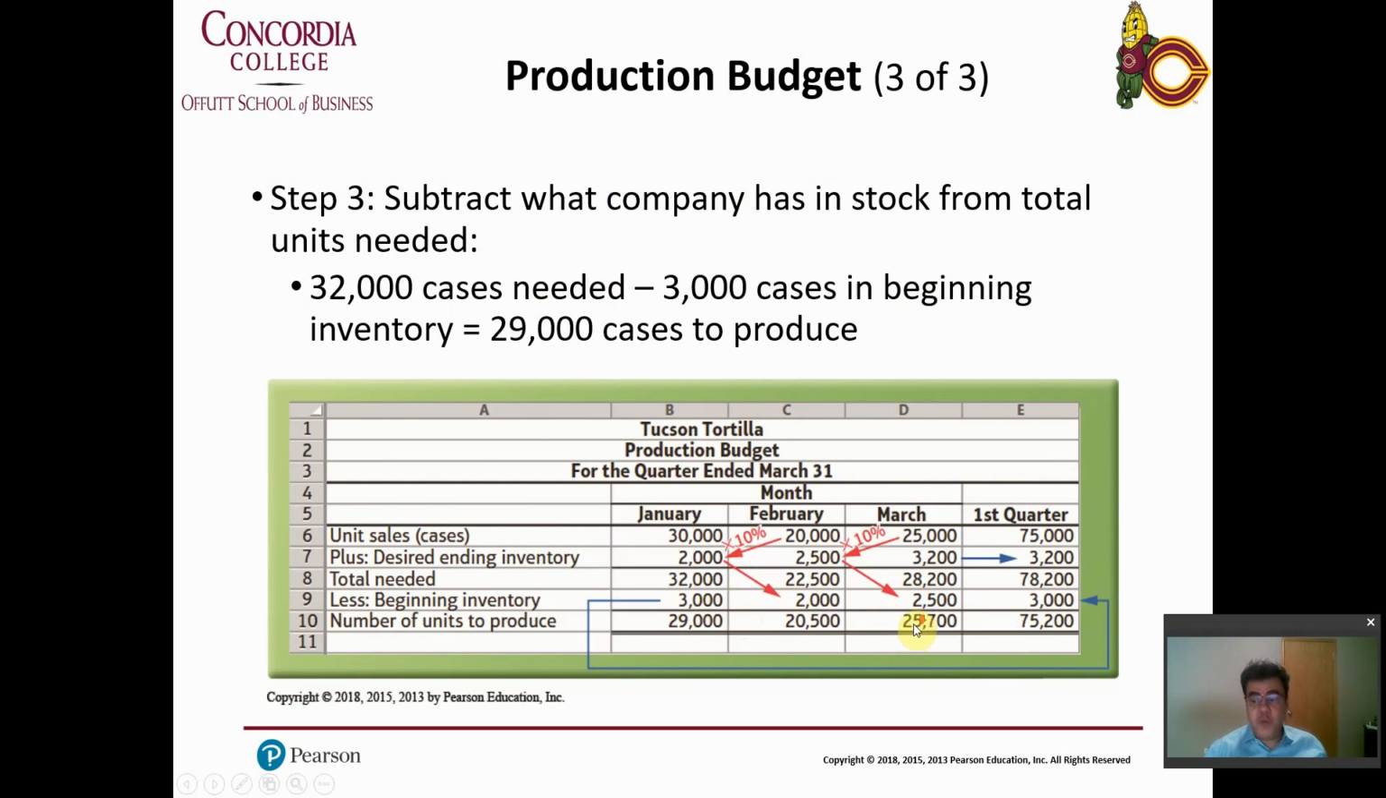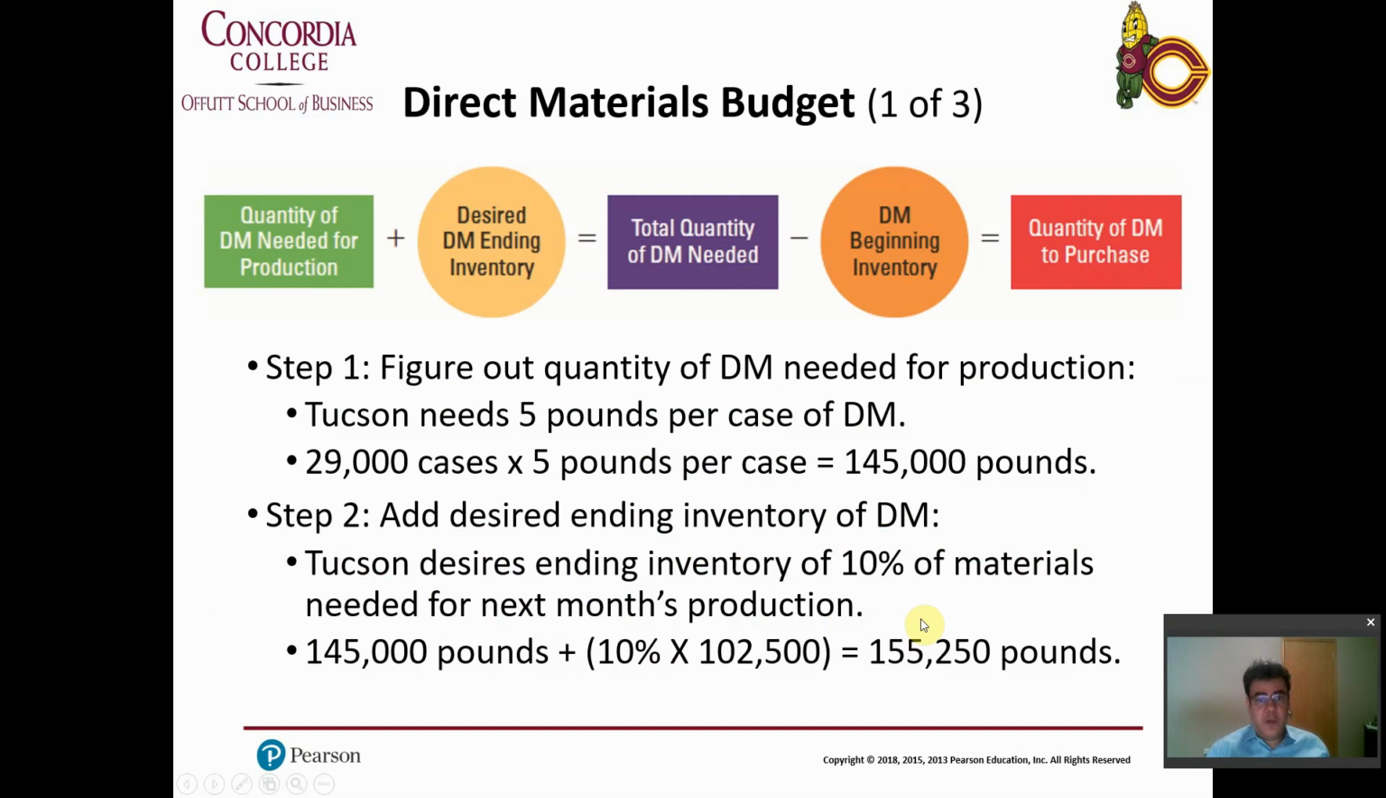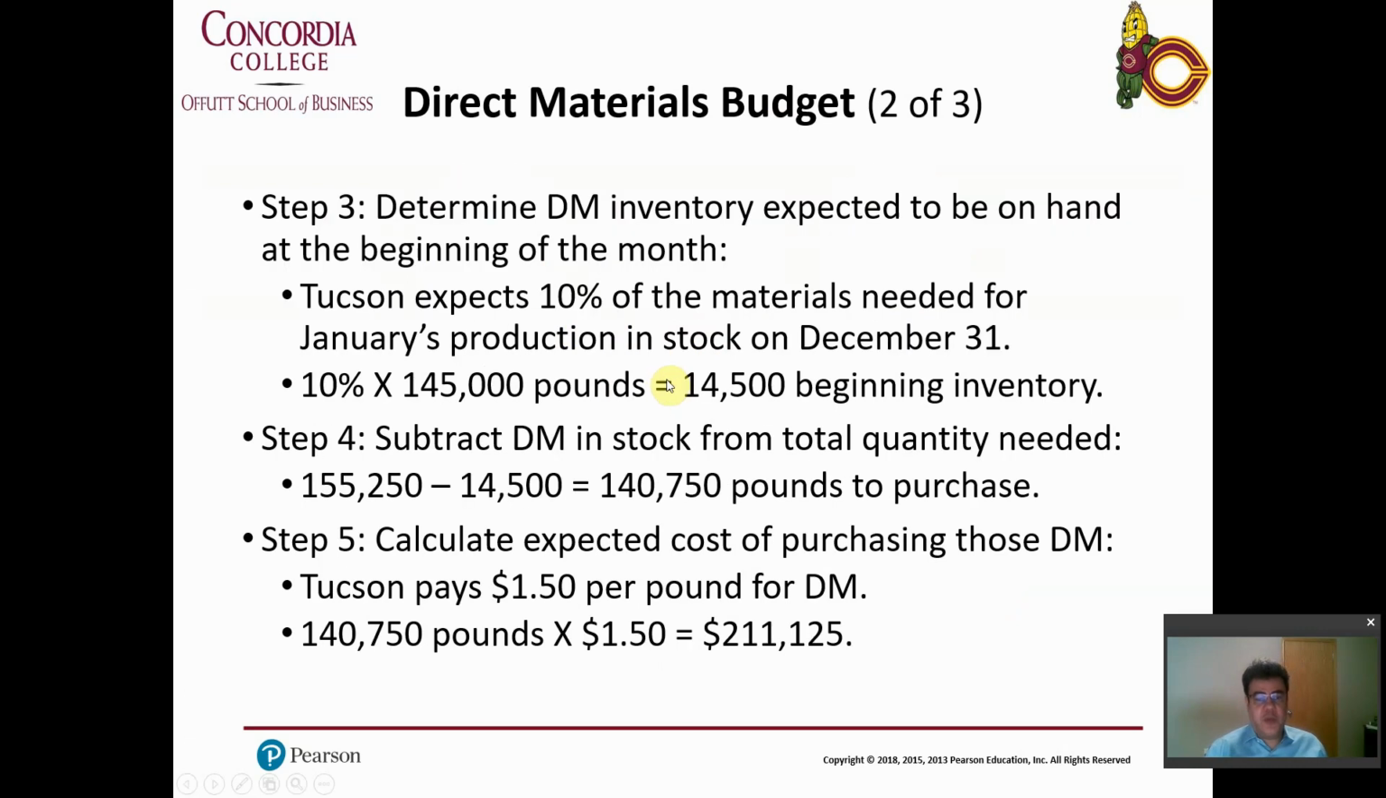How will we do that? Direct materials, direct labor, and manufacturing overhead. So for direct materials, exactly the same formula. And then Tucson needs 5 pounds per case of direct materials. So what do we have here?